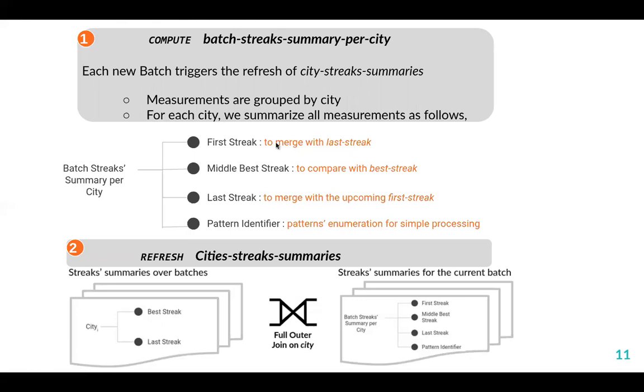We calculate the first track to merge with the last track. We calculate the middle best track to compare with the best track. And we calculate the last track to merge with the upcoming first track. And we also describe the pattern of the 3 tracks using a pattern identifier to simplify the processing.